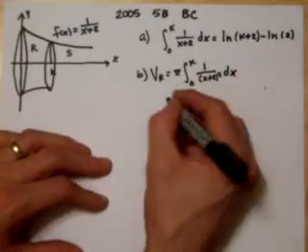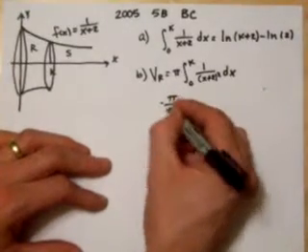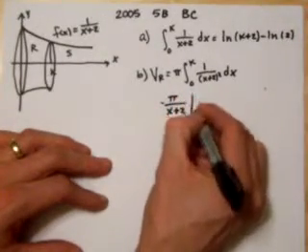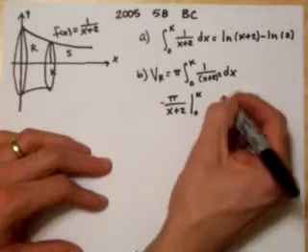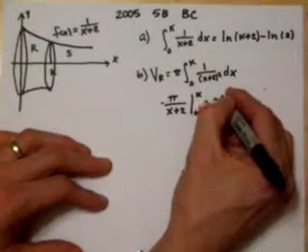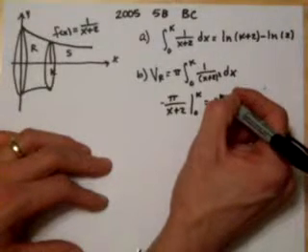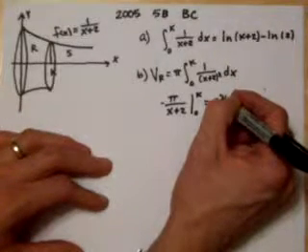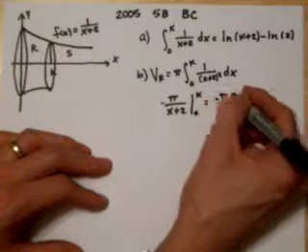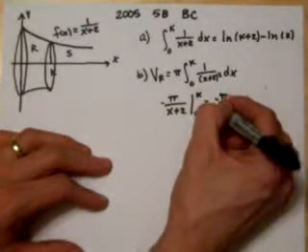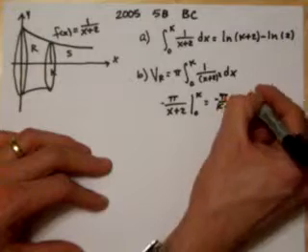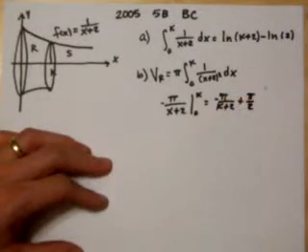Working this out, taking the antiderivative, I should get negative pi over x plus 2 from 0 to k. Plugging those in, I get negative pi over k plus 2 plus pi over 2.